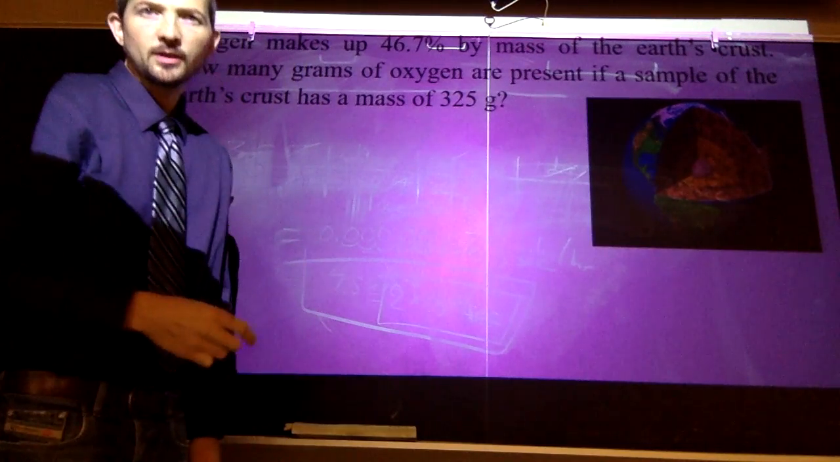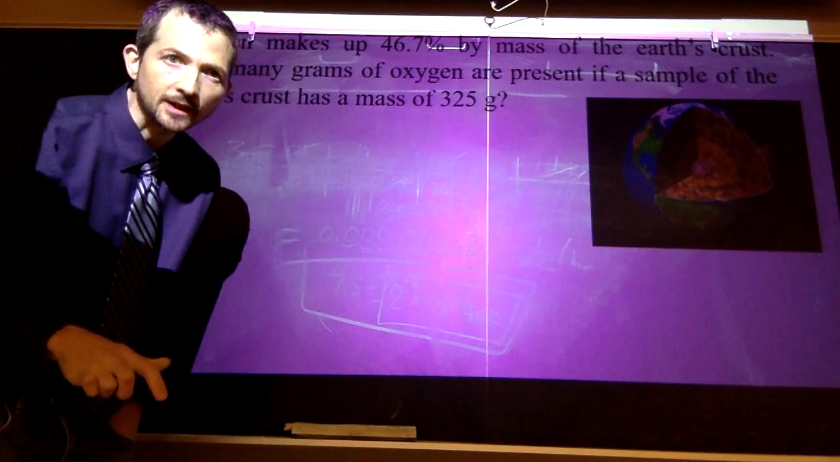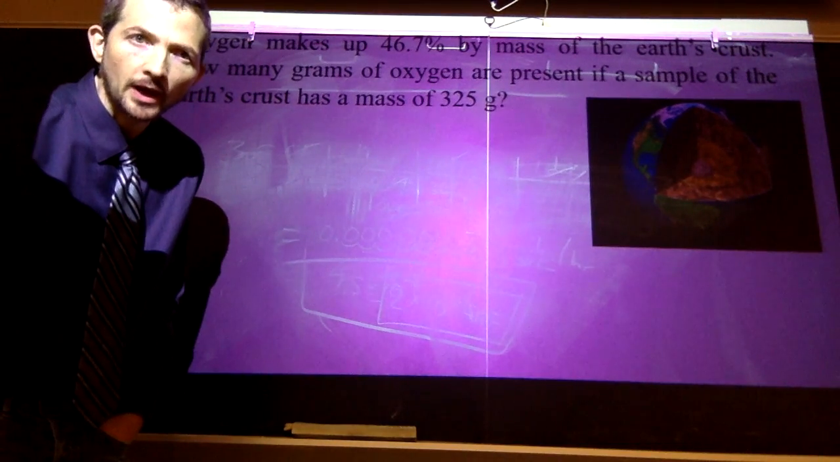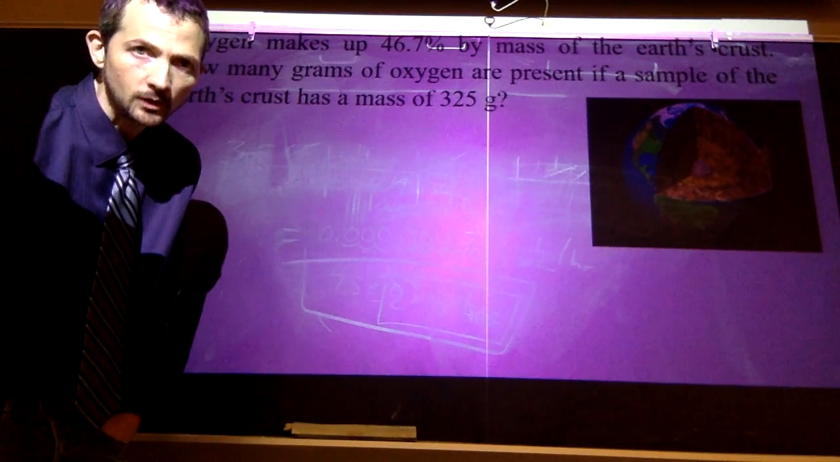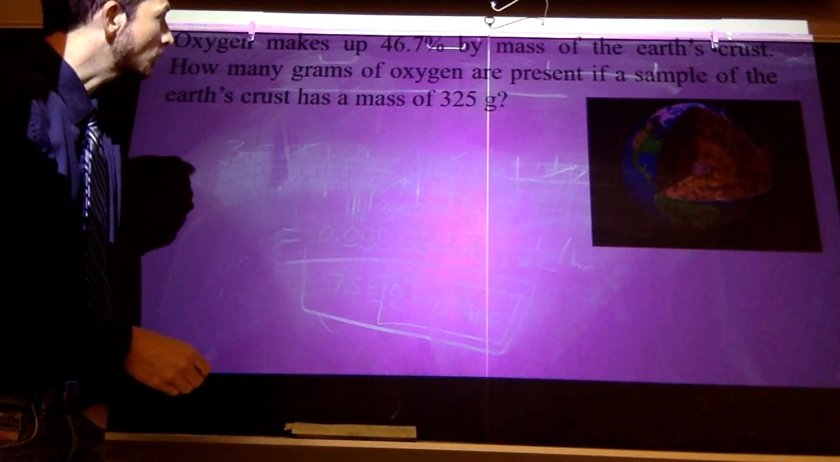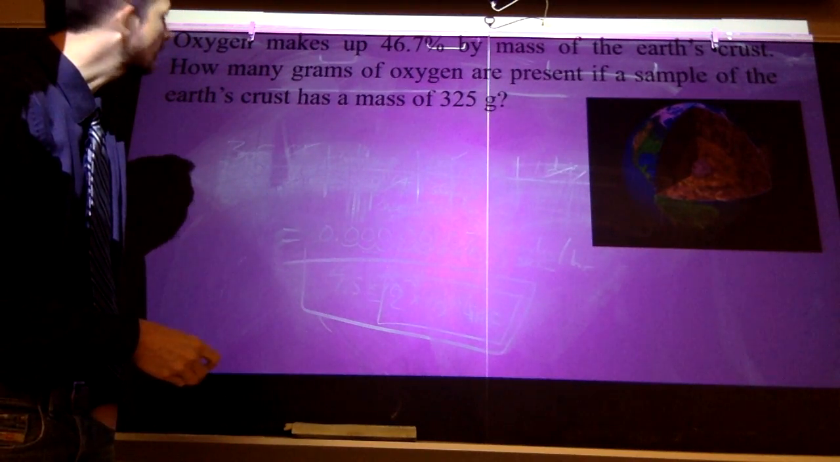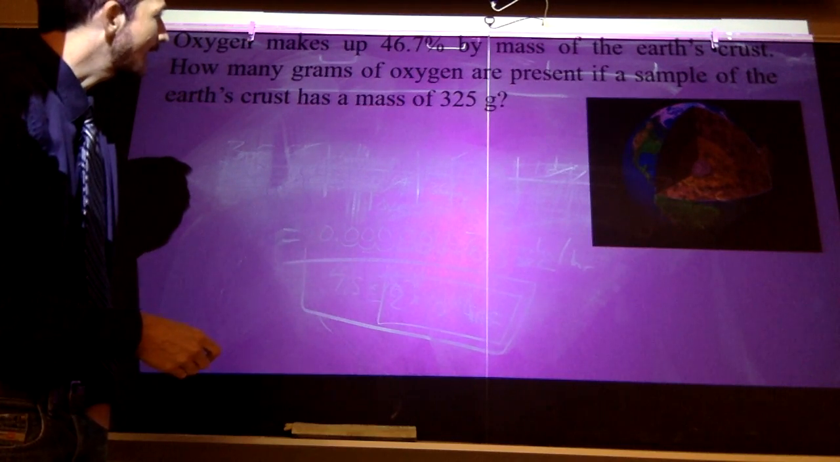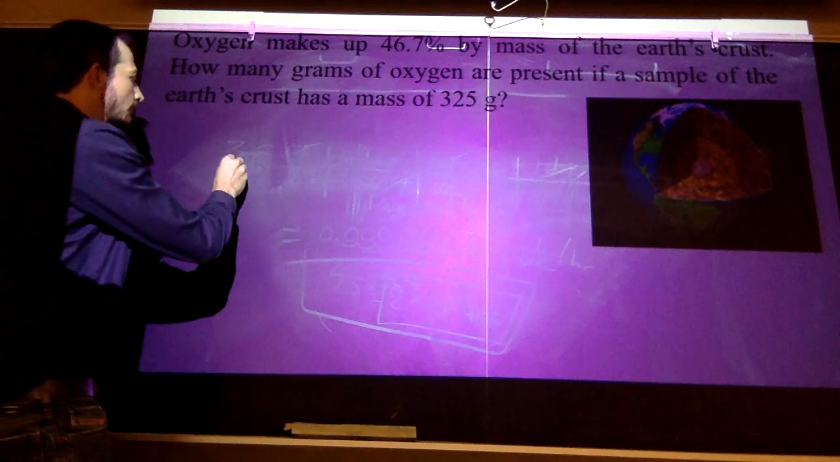Now here's a problem using percentages, so I'm going to use a percent as a conversion factor. In some of your Mastering online homework assignments, you have to do this using percents as a conversion factor. It says oxygen makes up 46.7% by mass of the Earth's crust. How many grams of oxygen are present in a sample of the Earth's crust with a mass of 325 grams?